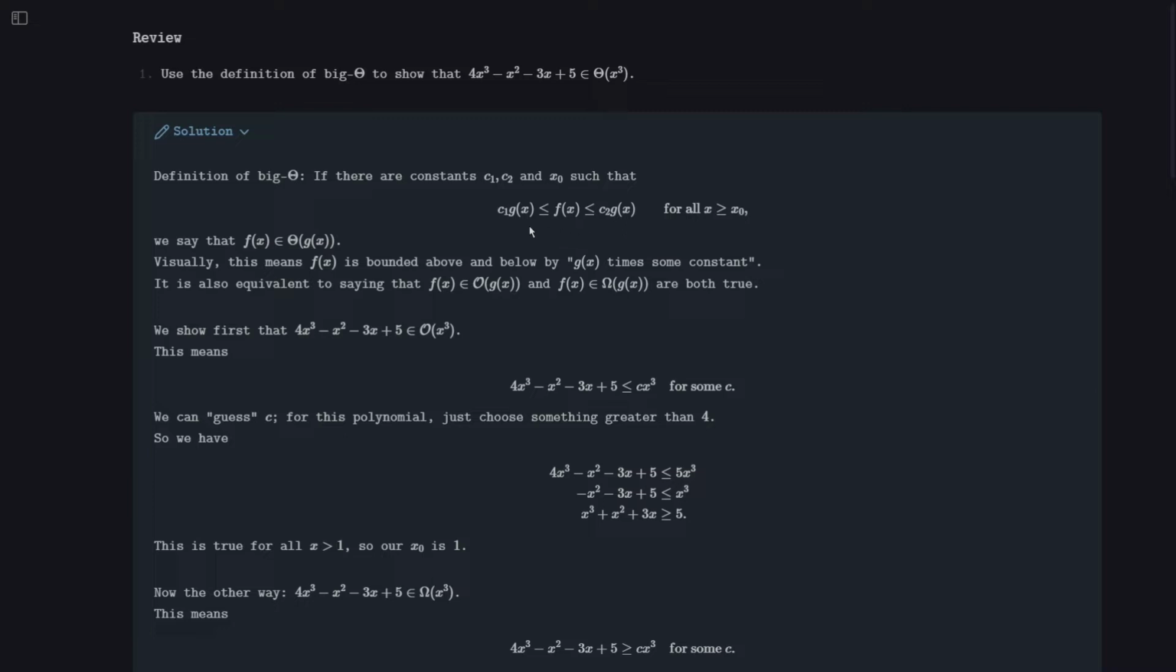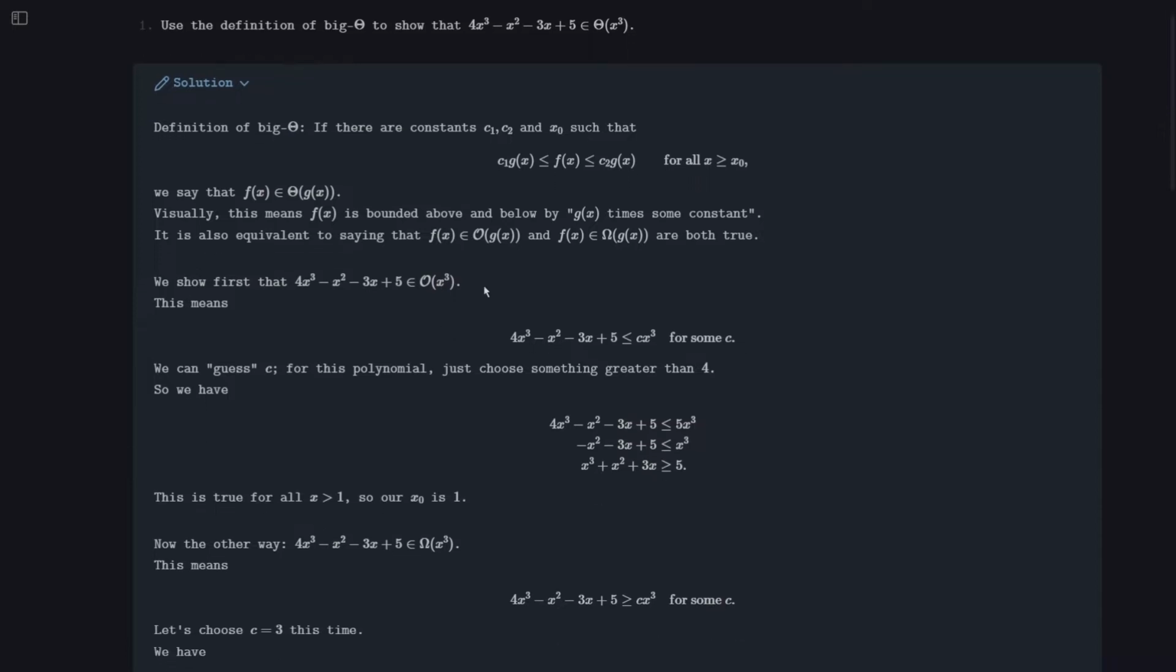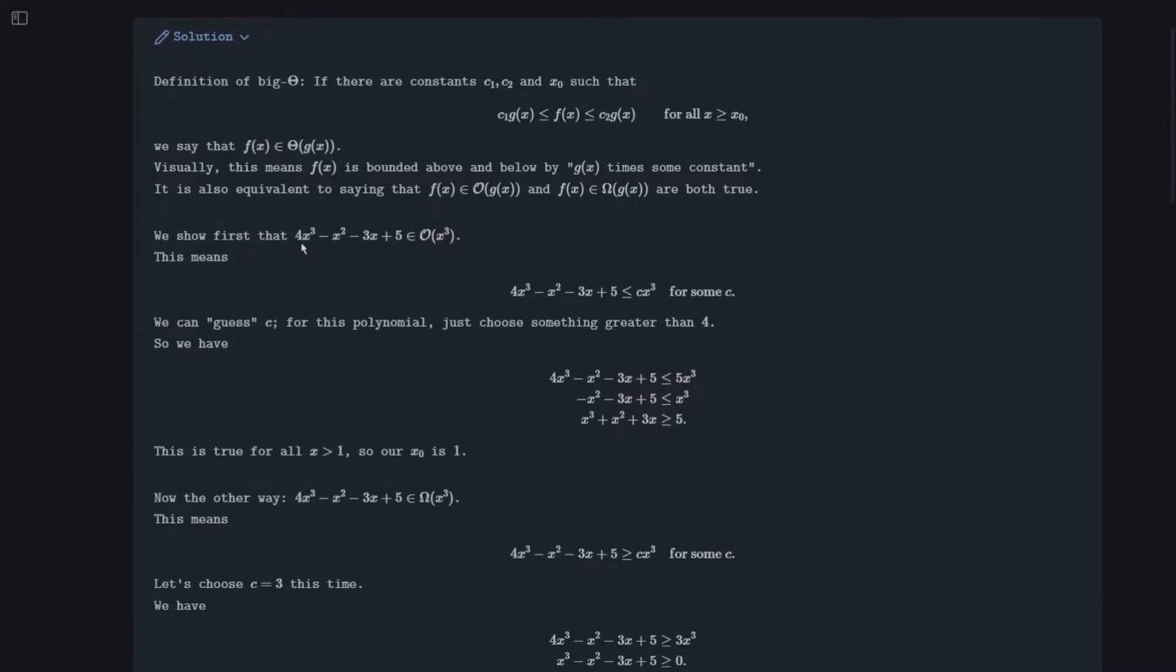So the first part here, c1 g of x is less than or equal to f of x, is the lower bound part, which is the big omega part. And the second part, f of x is less than or equal to c2 times g of x, is the big O part, which is the upper bound. So instead of using the definition directly, we can use the definition of big O and big omega together. The first part, to show that the polynomial is big O of x cubed, goes like this.